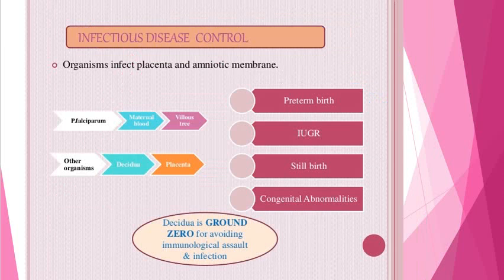Then the infectious disease control. The organisms infect the placenta and amniotic membrane. Like in the case of P. falciparum infection, it is the maternal blood which is affected, and in turn the villus tree is affected. In other organisms, it is the decidua, which is the ground zero for avoiding the immunological assault. Then it affects the placenta and results in various outcomes, that is preterm birth, IUGR, stillbirth and congenital anomalies.